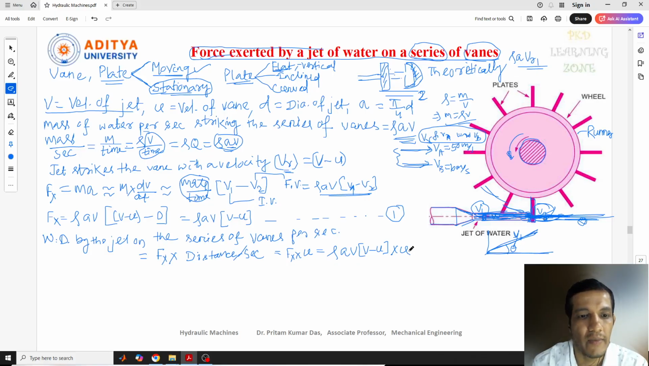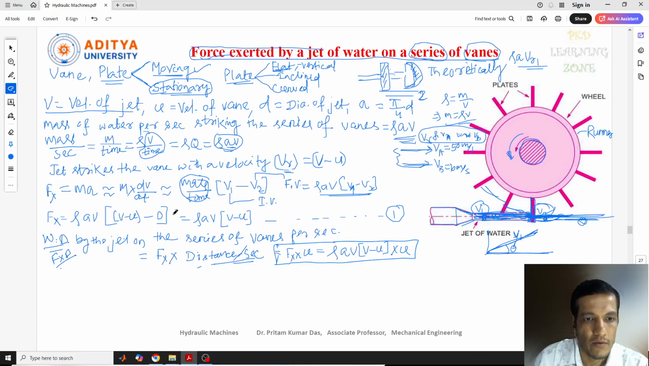Only work done means no need to consider the distance per second. Why have I considered distance per second? Simple. If only work done is there, I can calculate force into distance. Okay, but distance is not given. So what we'll consider here is distance per second, and this one I can write as velocity, because velocity is equal to the distance traveled with respect to time. So this is our work done, and this is our force Fx. This is the force exerted by the jet, and this is the work done by the jet.